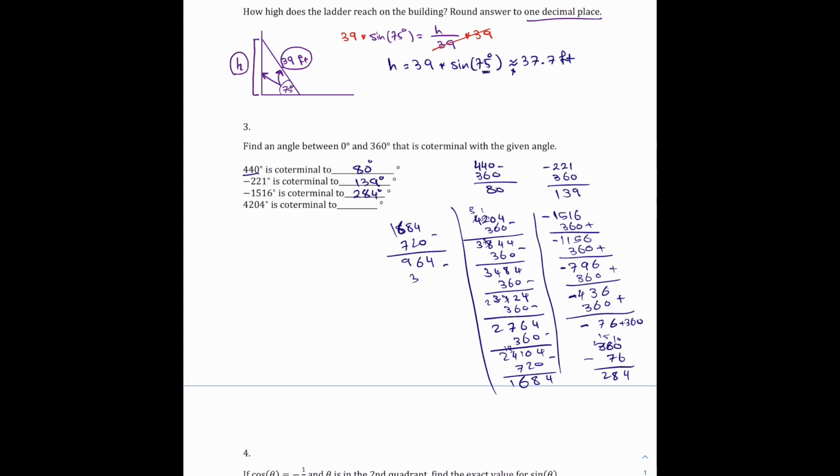I'm going to subtract 360 now. 780. 780 is appropriate still, so 720, sorry. I'm going to subtract 720 again, and this is going to give me my answer, which is 4, and then 4, and then 2. So that is 244 degrees.